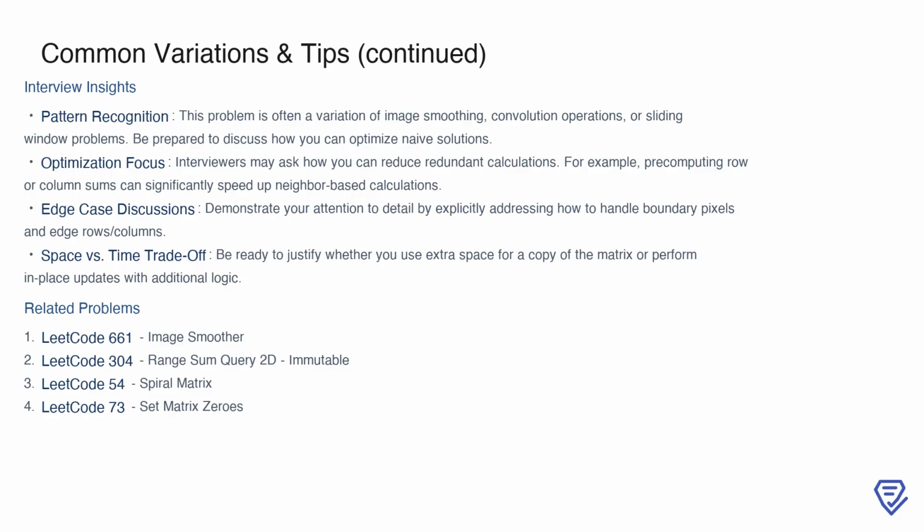Lastly, expect to discuss trade-offs. For instance, using extra space for a copy of the matrix can make the implementation simpler, but it increases memory usage. On the other hand, performing in-place updates might save space but requires more complex logic. Related problems that can help you practice these concepts include LeetCode 304 for range sum queries, LeetCode 54 for spiral matrix traversal, and LeetCode 73 for setting matrix zeros.